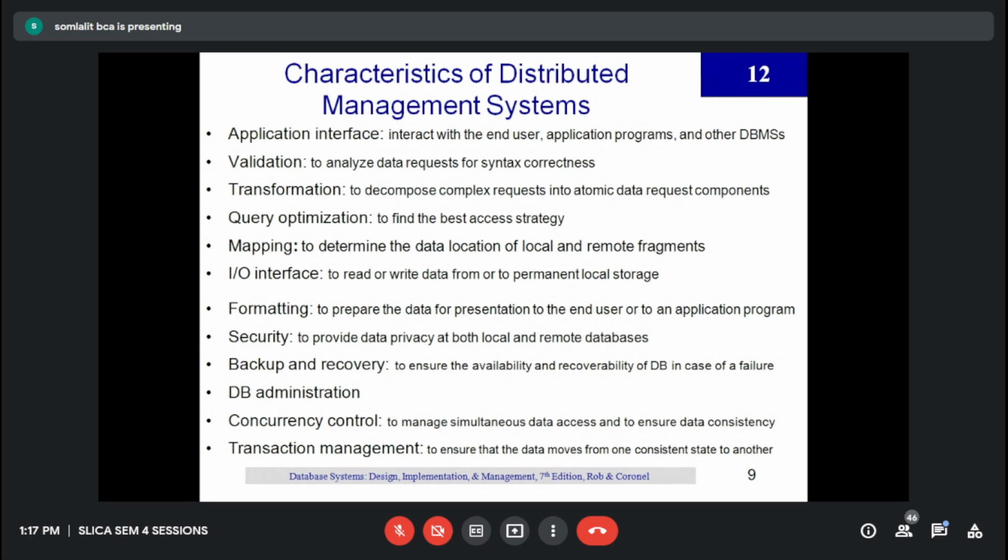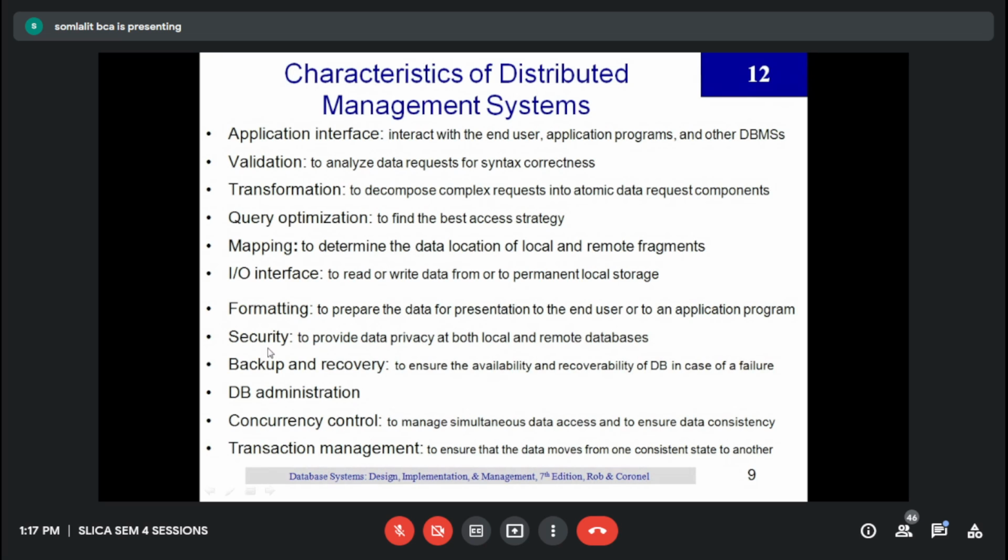Because डेटा एक ही जगह पे है तो उसे सिक्योर रखना इजी होता है. When your data is being distributed, you need to have the security at multiple sites, so that becomes even more difficult. But the security feature is provided by the DDBMS software itself. It also provides you the facility of backup and recovery.